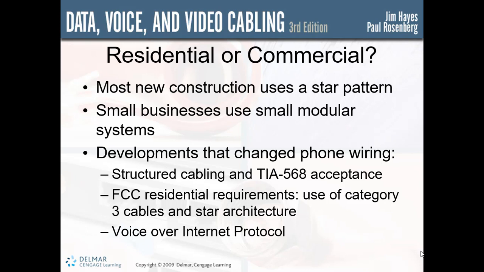Now, two developments have changed the nature of wiring systems. One, the advent of structured cabling systems and the acceptance of the T568 standards. Two, the FCC requirements that residential phones use at least Category 3 cables for their star architecture. In addition, the Voice over Internet Protocol, or what we call VoIP phone systems, use computer networks with no additional wiring, negating the need for any cabling dedicated to telephone services.